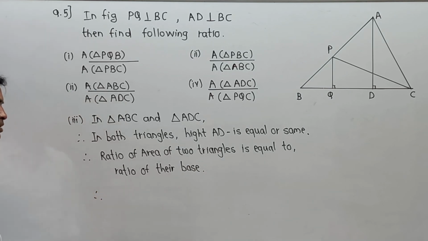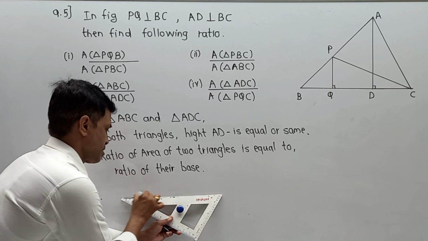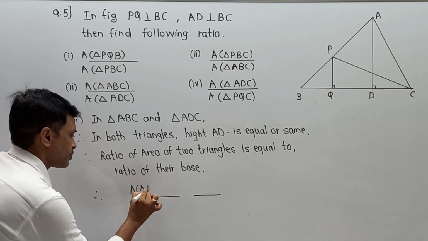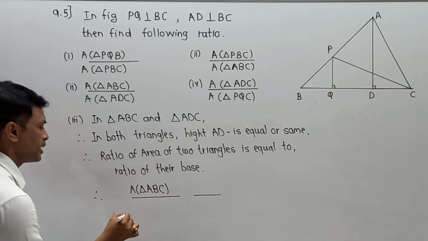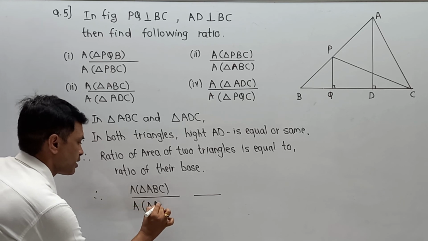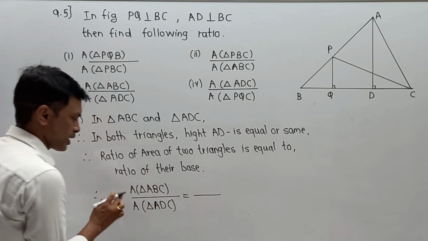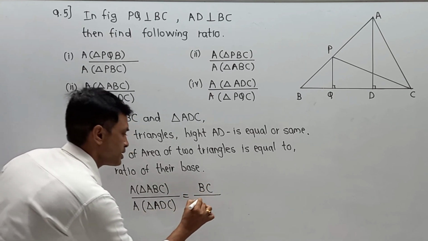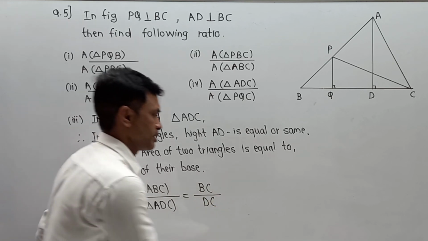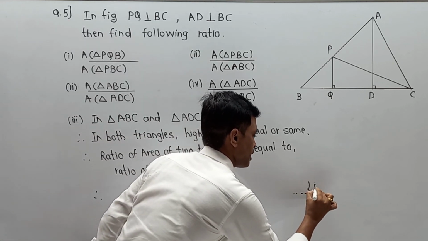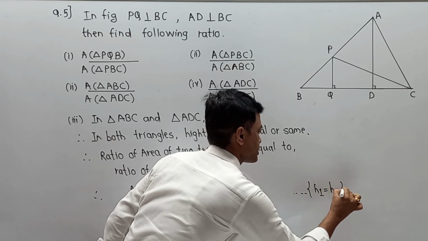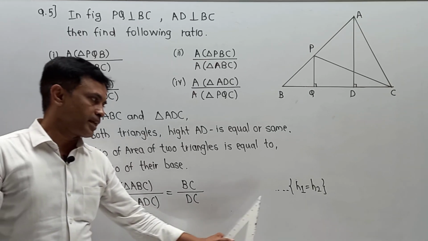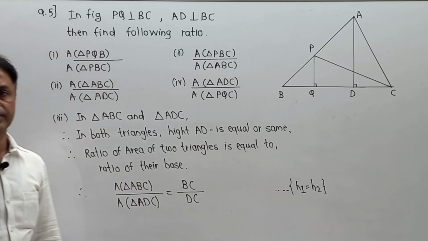Therefore, we can mention area of triangle ABC upon area of triangle ADC is equal to, for area of triangle ABC, base is BC, and for area of triangle ADC, base is DC. And here we can simply say that height of first triangle is equal to height of second triangle. And in this way you can complete the part. Here you can easily say in a reason, height of first triangle is equal to height of second triangle.